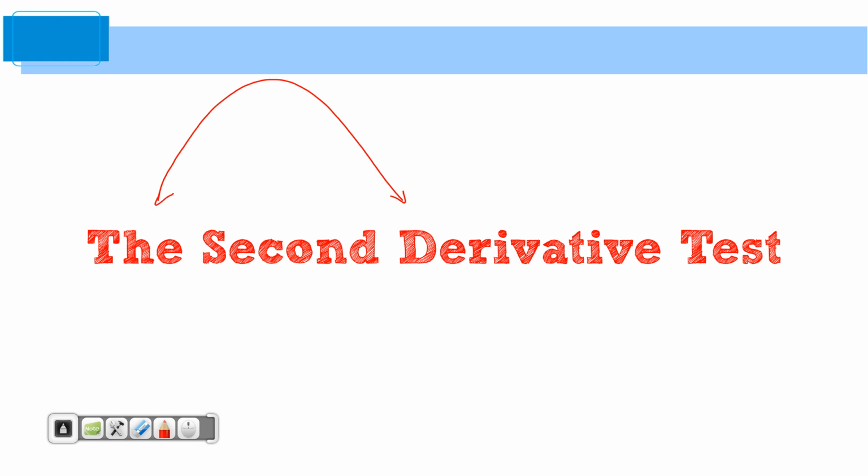Here's a function. Concave up or concave down? Concave down. Max or min? It's a max, correct. Okay. Is it possible to draw a function that has a max that's also concave up? No.